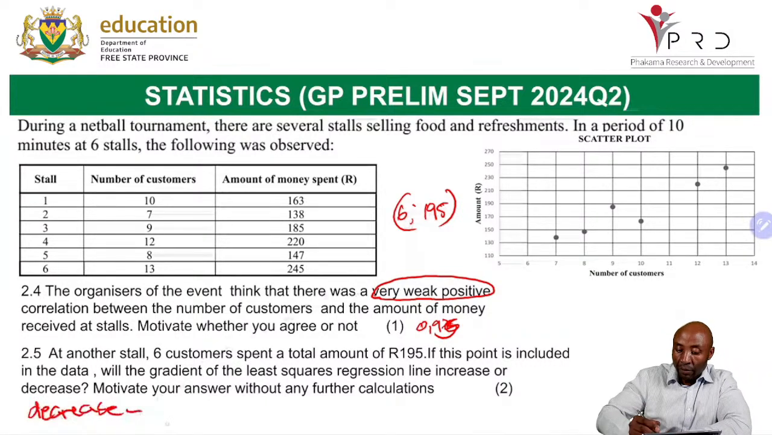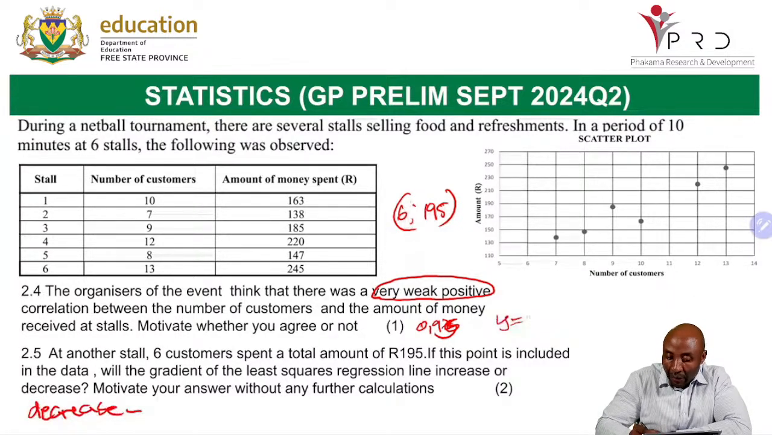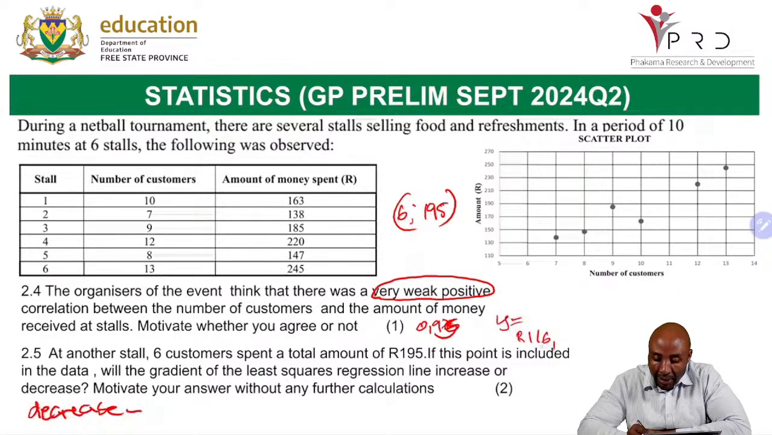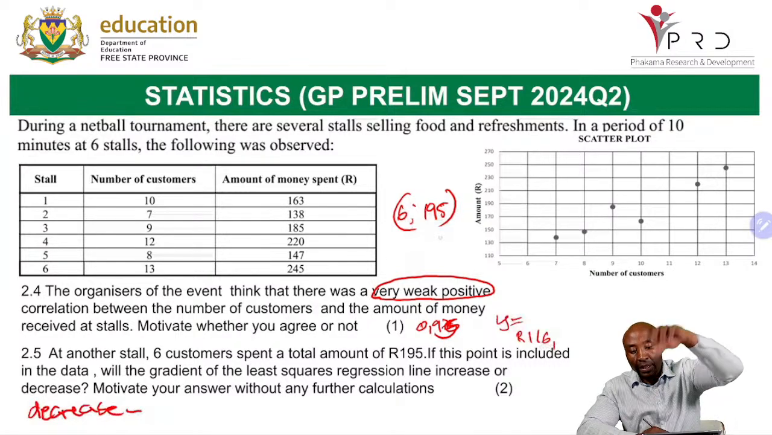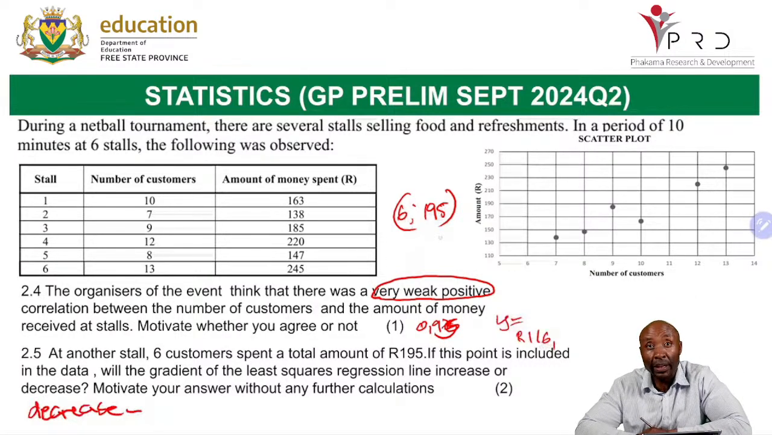So that you have a picture of what is happening. If we substitute 6 into our regression equation, we will have our Y as 12,60 plus 17,33 times 6. It will give us an amount which is around 116 something rands. And at 116, you will find that that point becomes an outlier because it is the furthest from all the other points that we are having there. Therefore, it will decrease the gradient, or the gradient will become less steep.